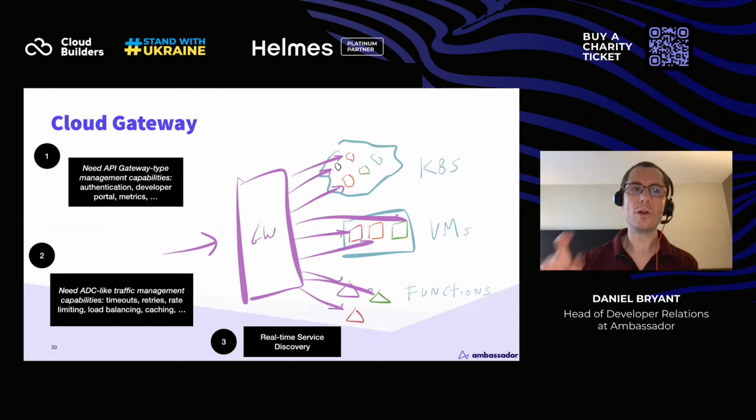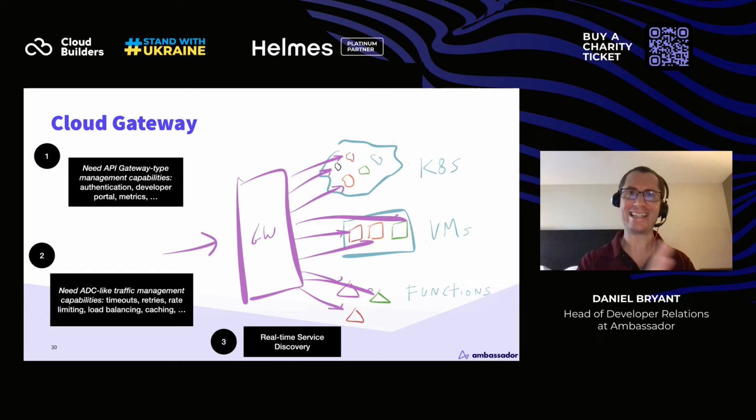So let's take a pause. What do we need from a cloud native API gateway? We've seen the move from hardware to software. We've seen the move from layer 3, the sort of low level routing, to layer 7 where we're routing based on headers, IDs, that kind of thing. We need this API gateway management functionality as in a cloud native gateway, right? Authentication, dev portal, metrics, all that good stuff.